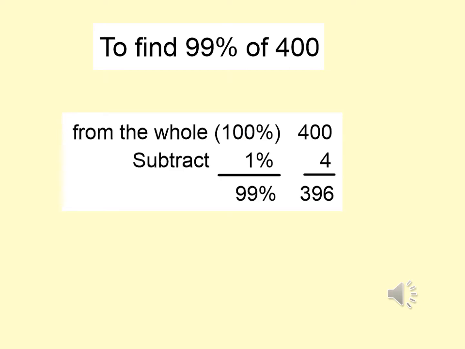So finding 99% looks like it might be awkward, but actually it's pretty easy, because if we know 100%, for instance we know 100% of 400 is 400, all we have to do is work out 1% and subtract it. So 400 divided by 100 is 4, that's 1%, so we take that 4 away, we've got 99%. 99% of 400 is 396.